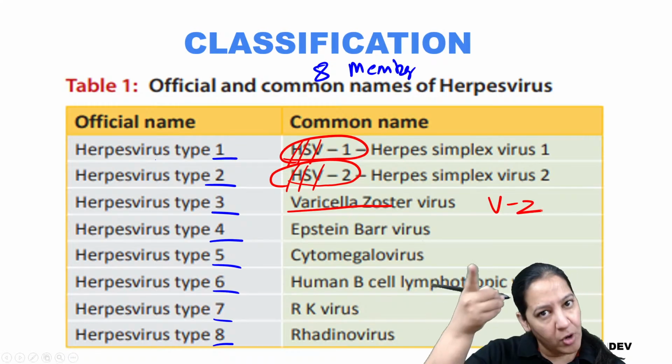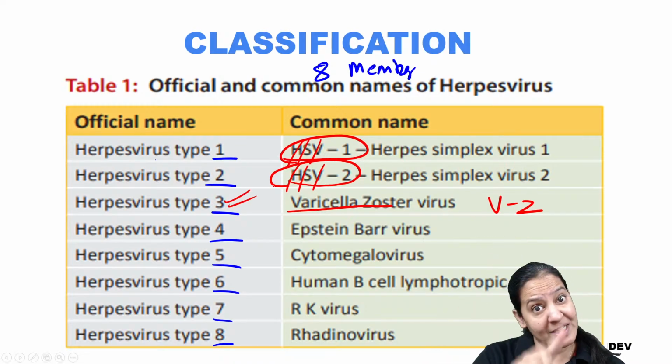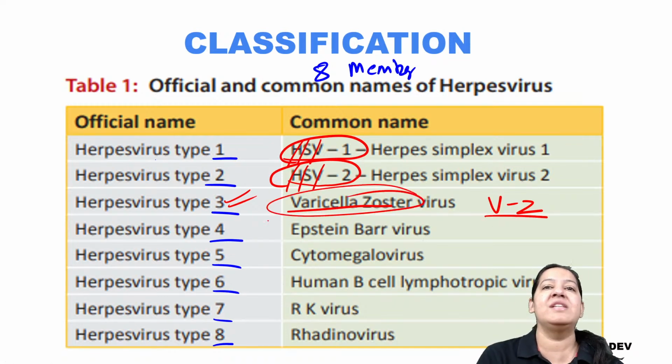This is the virus which will cause chickenpox. Right? Who causes smallpox? I have taught you smallpox is caused by one of the pox viruses, variola. Chickenpox is a misnomer. It has the suffix pox, but chickenpox is not caused by a pox virus. Chickenpox is caused by one of the herpes viruses. It is herpes 3, which is causing chickenpox. The name of the virus is varicella zoster virus, VZ virus.